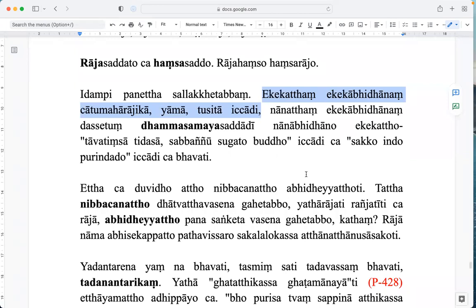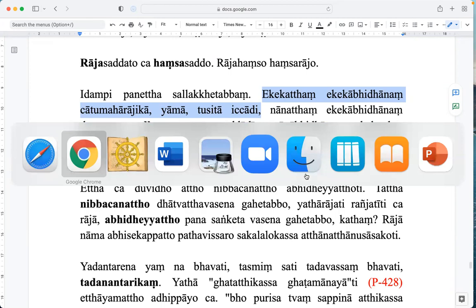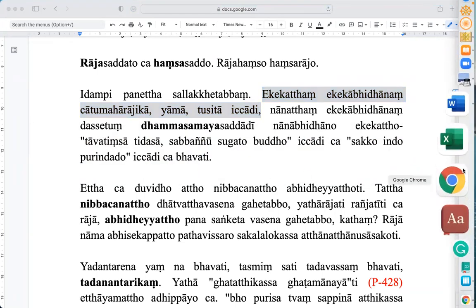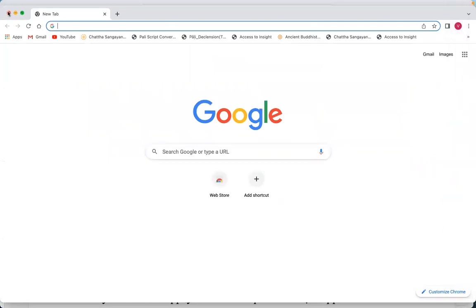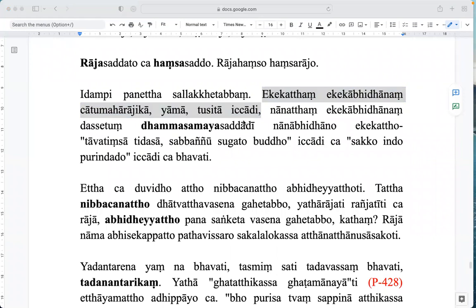Dava dava do aneshi do, daku daku do ami. What does it mean? Sayadaw gave two parts. Chatu Maharajika, Yama and Dusita are examples, showing the Eke Katang, Eke Kabida. In this way, dhamma samasa. Then it is Nanatang, Eke Kabida.